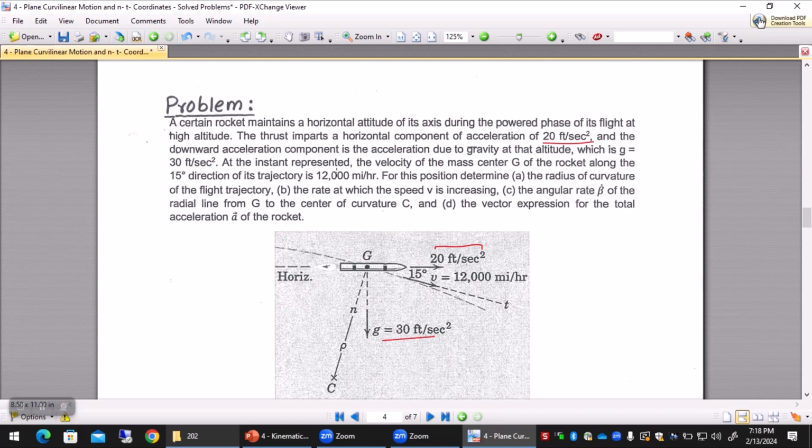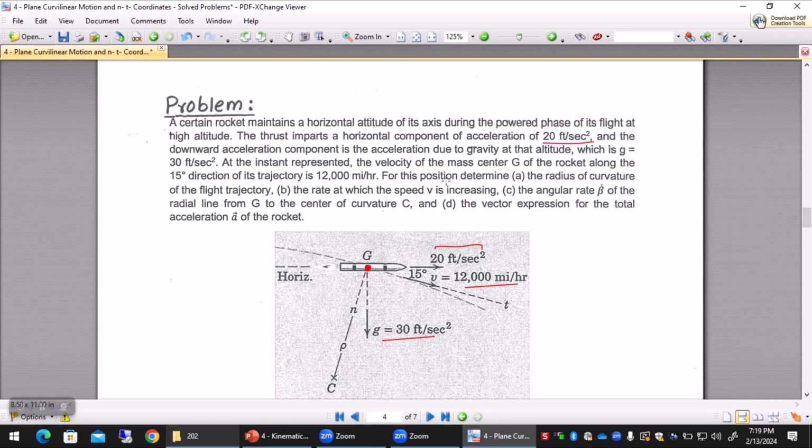At the instant represented, the velocity of the mass center G of the rocket along the 15-degree direction of its trajectory is this much, right? So at this particular point, you have a velocity of 12,000 miles per hour, which is making an angle of 15 degrees with the horizontal, right?